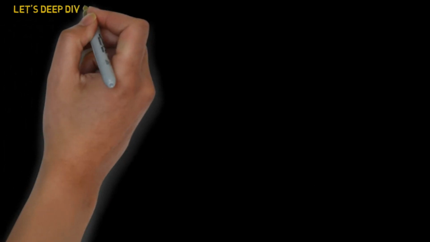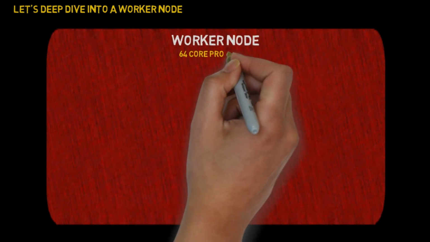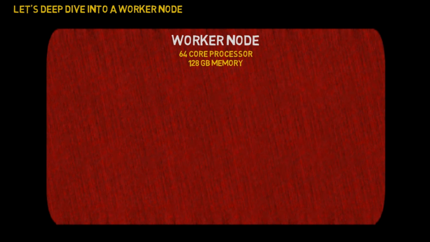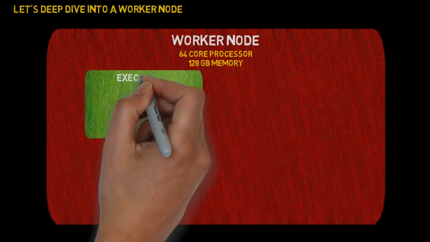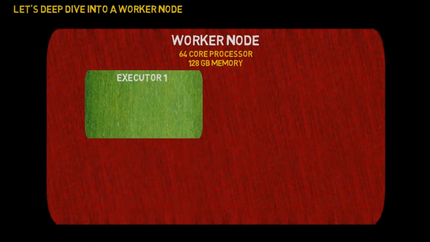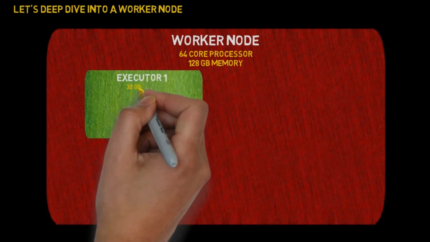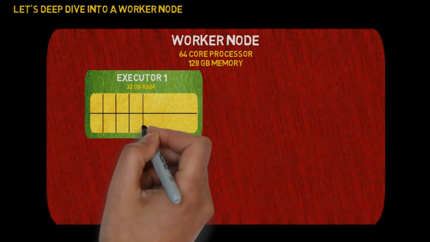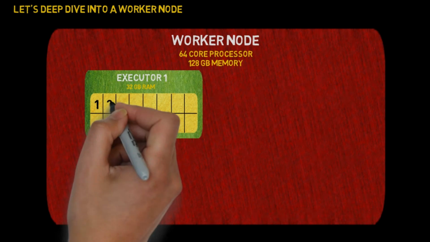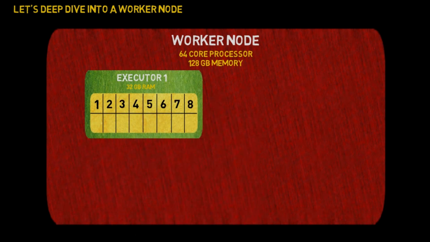Let's deep dive into a worker node. Consider a worker node configured with 4 executors, a 64-core processor, and 128 gigabytes of memory. Upon equal distribution of resources among the executors, each executor is allocated 16 cores and 32 gigabytes of RAM. Each core within an executor can operate independently, allowing an executor to handle up to 16 parallel tasks simultaneously.